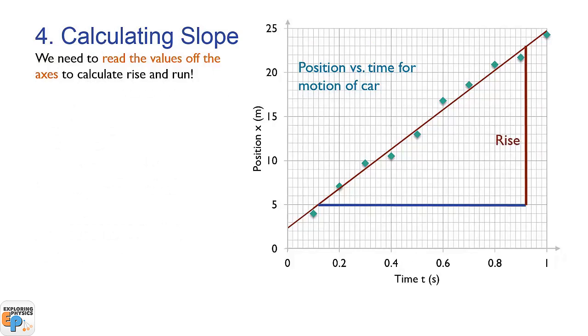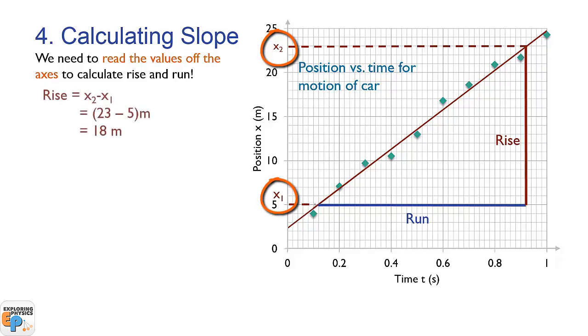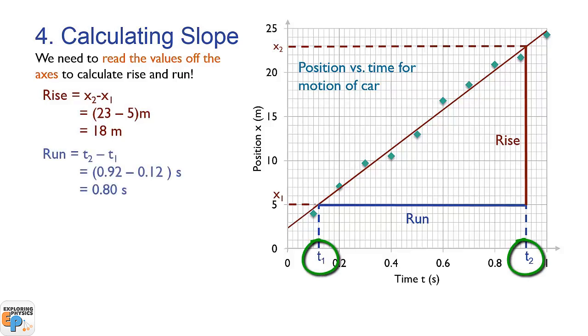To calculate the rise, we draw horizontal lines from the edges of the vertical line that we defined for the rise and read off the values x2 and x1. The rise, therefore, is x2 minus x1, which is 23 minus 5 meters or 18 meters. For the run, we read off the values of the left and right edges of the run line. The run, therefore, is t2 minus t1, which is 0.92 minus 0.12 seconds or 0.8 seconds.